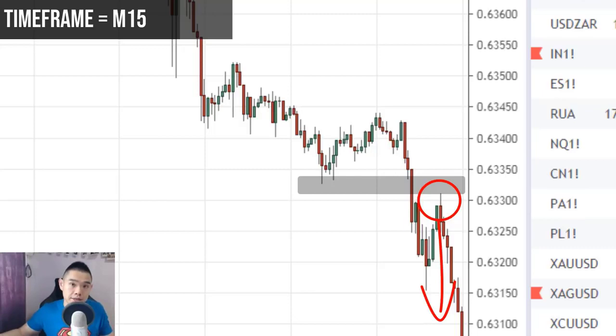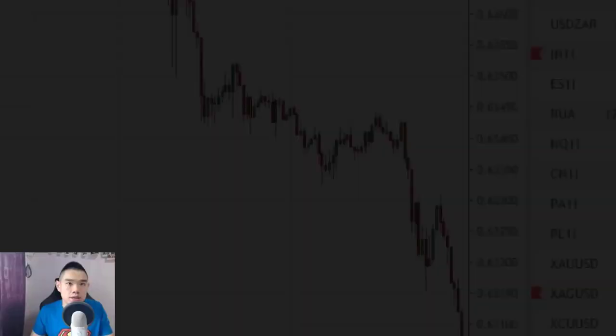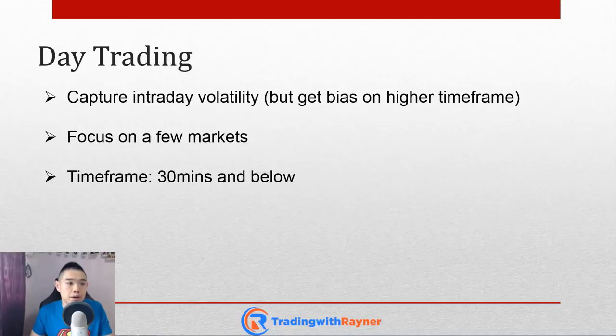They get their bias on the higher time frame and then they time their entries on the lower time frame. And they usually get out of their trade before the session ends, before the day ends. Okay, so this is what intraday trading is about, what day trading is about, at least for the Forex markets.